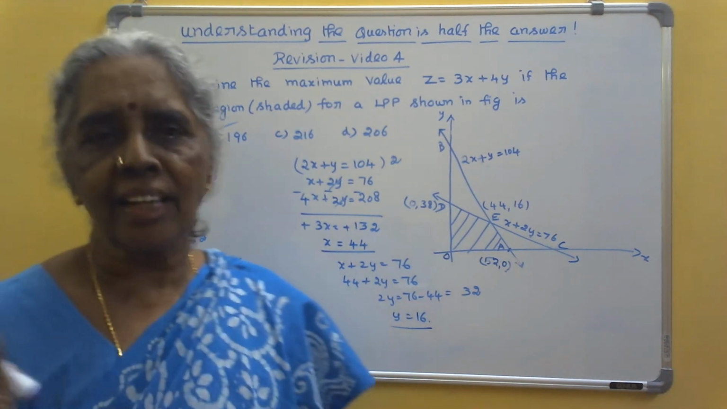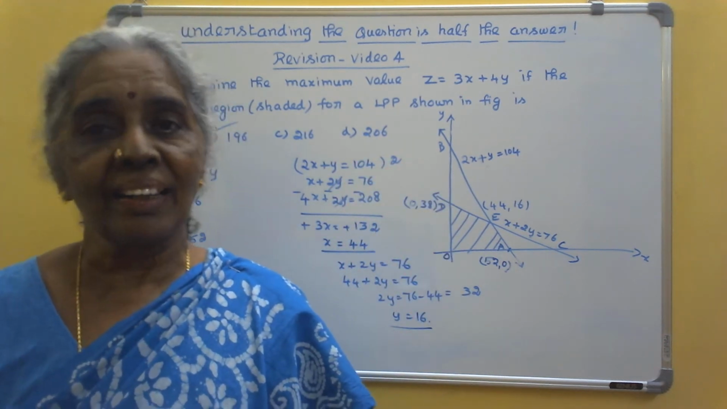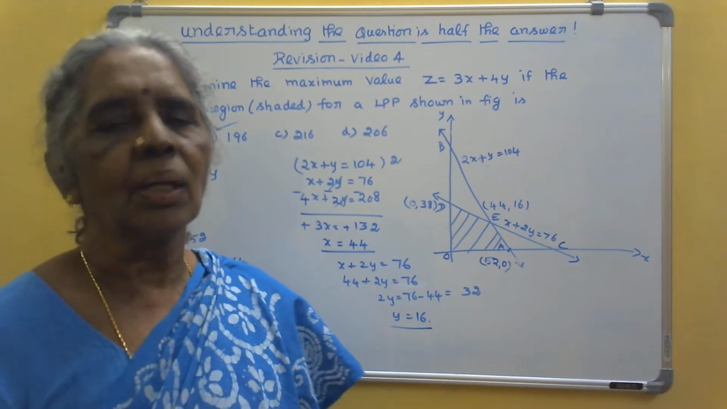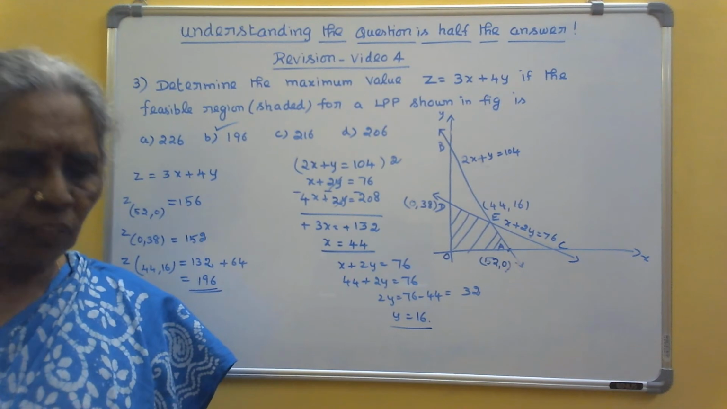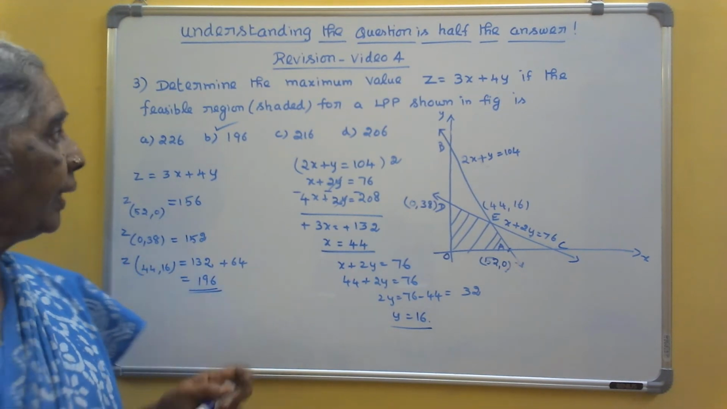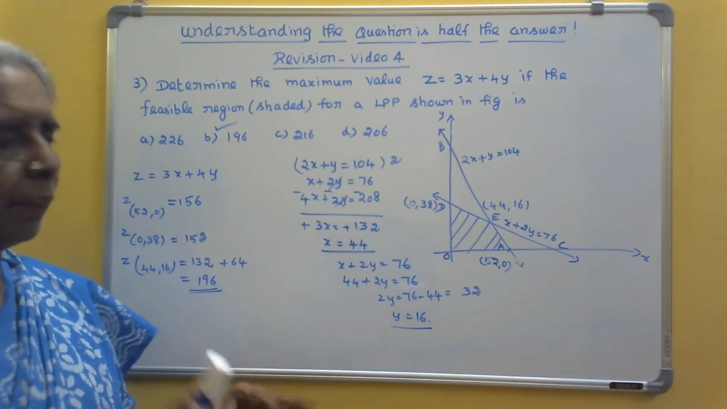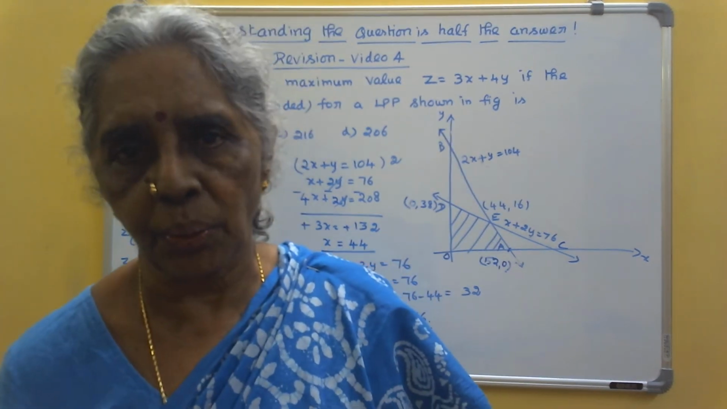Don't just tick whichever value is greater given here. They may give unnecessary values which will not form part of the solution at all. So you have to work it out. This sum is a bit different because you have to find the corner points, then substitute all the corner points in Z and find the maximum value. Hope this sum is clear to you, right?